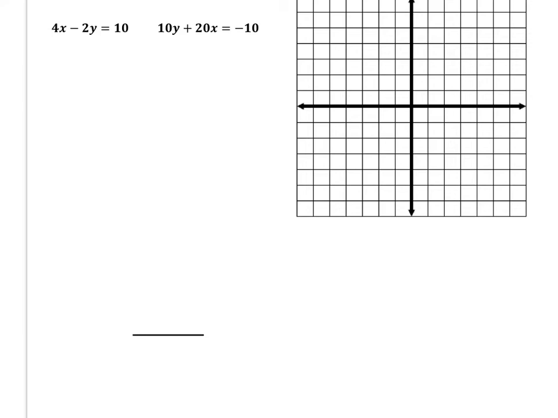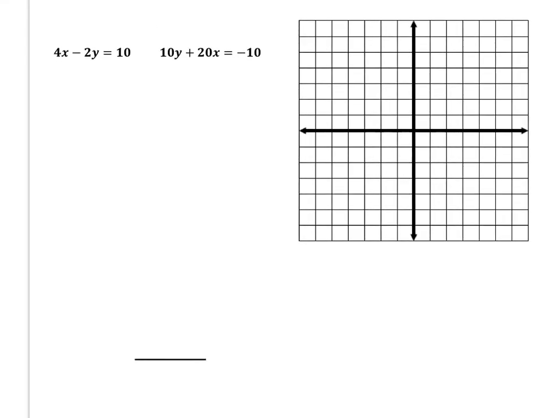And then we're going to move into the harder part of the unit where we're going to have to solve these algebraically, not using your graph, but using algebra. But let's take a look at this system.